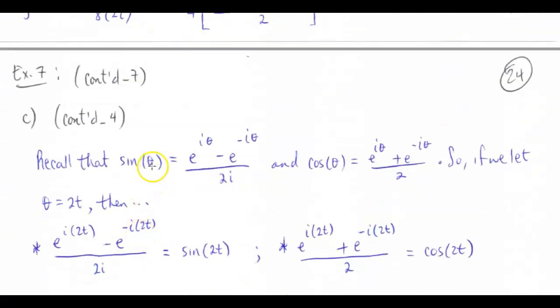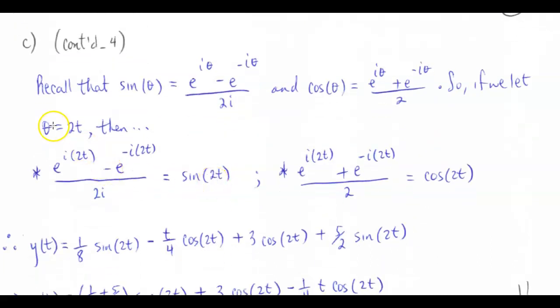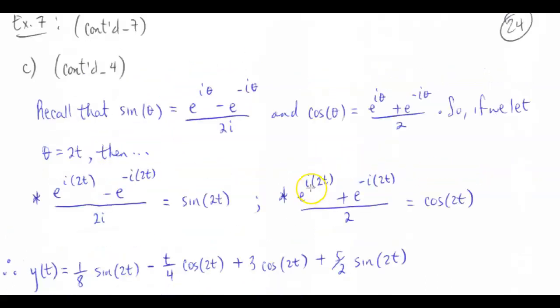So here, if we remember, sine of theta is going to be e raised to the i theta minus e raised to the minus i theta over 2i. And of course, cosine theta is going to be e raised to the i theta plus e raised to the negative i theta, all that divided by 2. And so I see that if I let my theta be 2t for both of these, then this expression here would just be sine of 2t and cosine of 2t respectively.